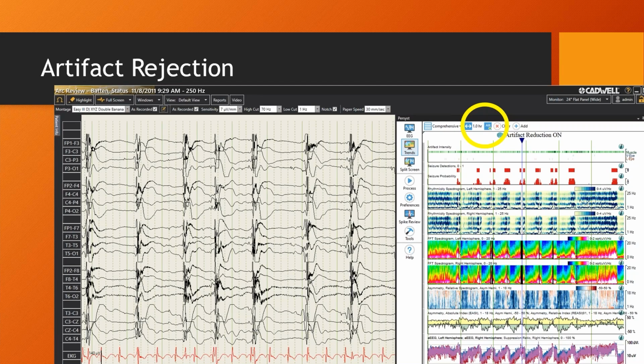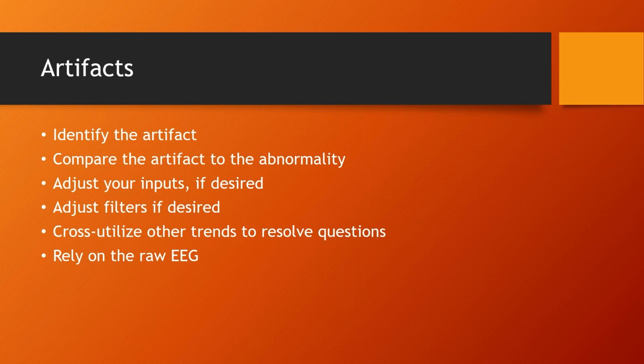And if it's on, you may see some of these little black segments in the spectrogram or some blank areas in the other spectrograms. So that's one way, but it's important again to identify the artifacts, compare the artifact to, if you have an abnormality, you can differentiate between the artifact and the abnormality pretty readily at the beginning.